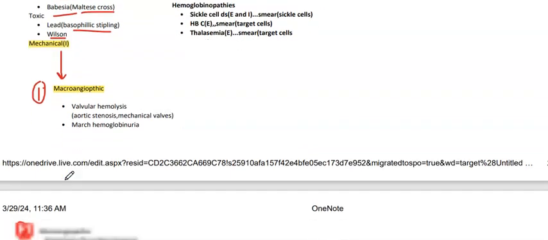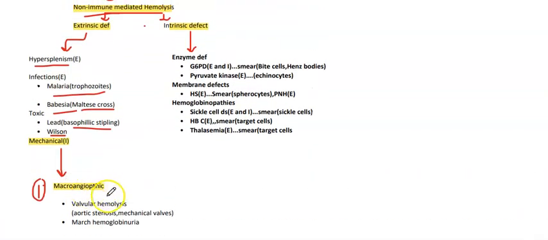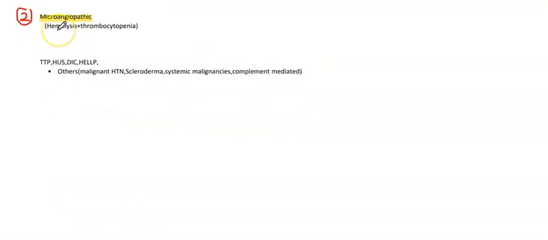We can also have mechanical destruction. In mechanical we have macroangiopathic and microangiopathic. In macroangiopathic we have valvular hemolysis like aortic stenosis, mechanical valves, and march hemoglobinuria. While in microangiopathic cases, we will have hemolysis along with thrombocytopenia. The classifications are TTP, thrombotic thrombocytopenic purpura, hemolytic uremic syndrome, DIC, and HELLP, and also malignant hypertension, scleroderma, systemic malignancy, and complement mediated. These are all classifications of microangiopathic hemolytic anemia.